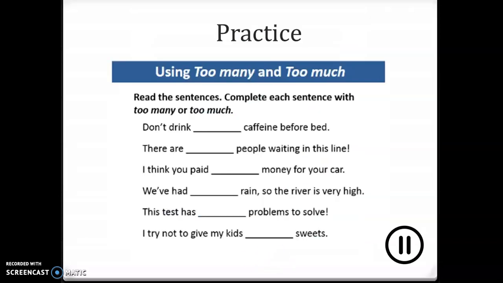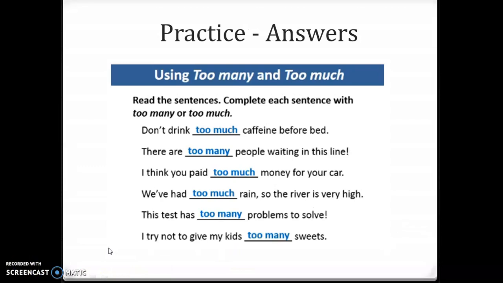Okay, so let's practice. Read the sentences and complete each sentence with too many or too much. Pause the screen and play again when you're ready to check your answers. So how did you do this time?